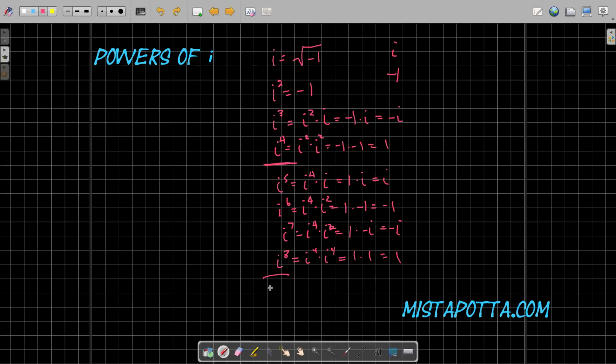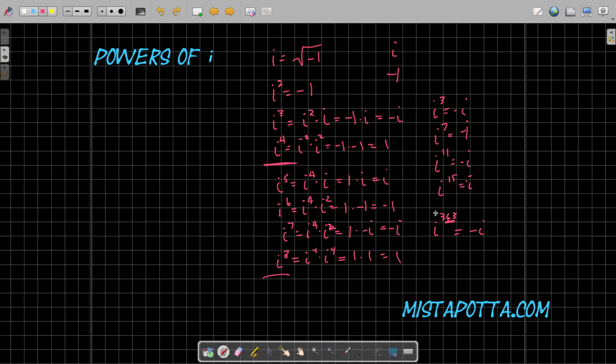And this pattern is going to repeat every 4 cycles, which means I know that i cubed is negative i, but that also means that i to the 7th, and i to the 11th, and i to the 15th, and i to the 363rd are all equal to negative i. Basically, where this number would fall in this sequence, it's got to be one of these 4 values.